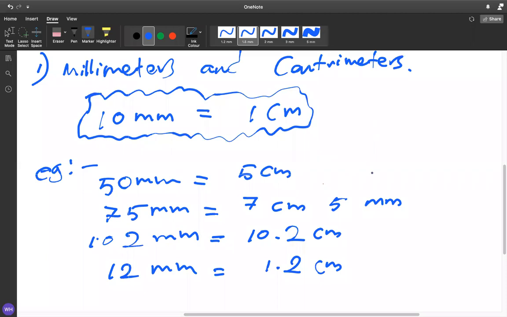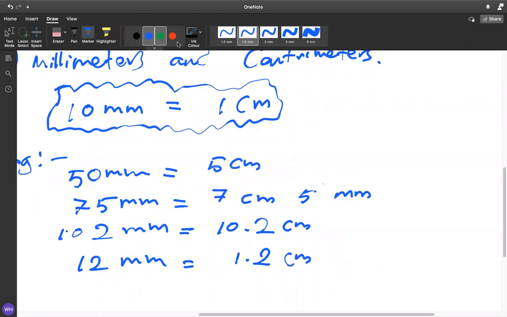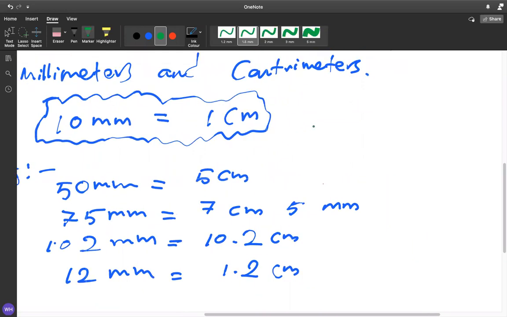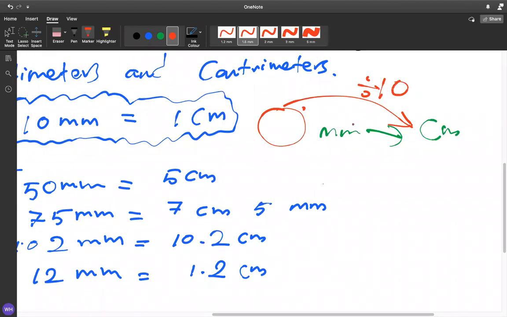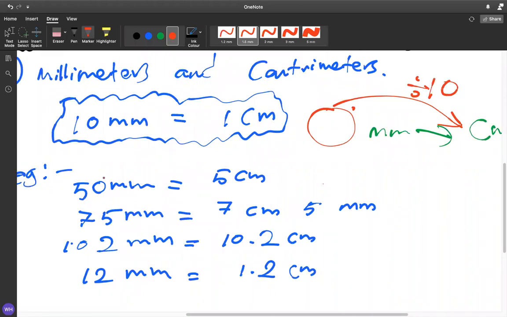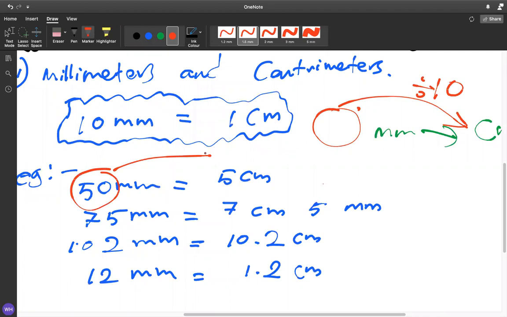Yes. So actually, what is the principle of conversion of millimeters into centimeters? When we convert millimeters to centimeters, what do we do? We divide the number of millimeters by 10. Is that clear? When the millimeters is 50, that 50 divided by 10 gives 5, right?